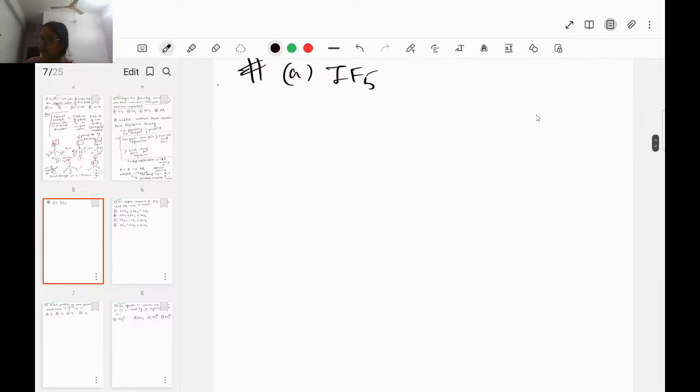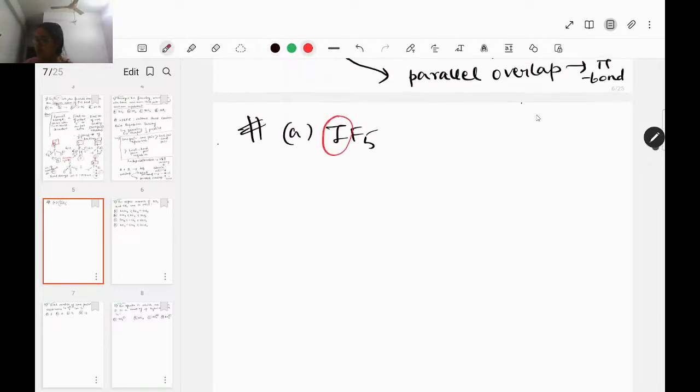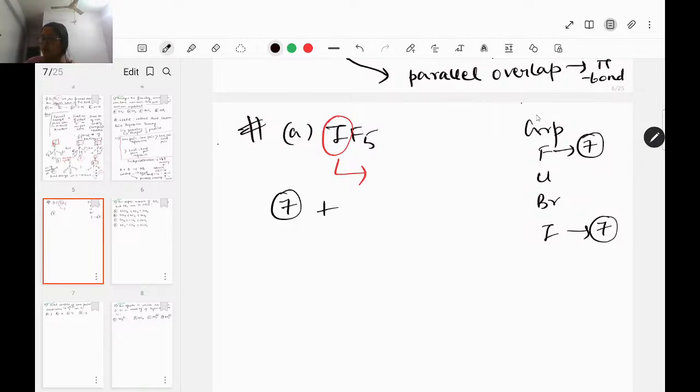Okay, so let's get started. What is the central atom over here? It is iodine. So for the central atom iodine, what is the number of valence electrons? If you try to remember, it is in the same group as fluorine, chlorine, bromine. So if fluorine has 7 valence electrons, iodine has 7 valence electrons. So 7 plus the number of monovalent ligands, which is 5. 7, 8, 9, 10, 11, 12. So it is 12. 12 by 2 is 6. So the steric number is 6.